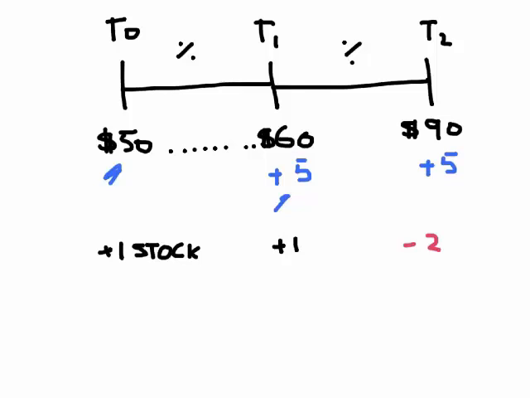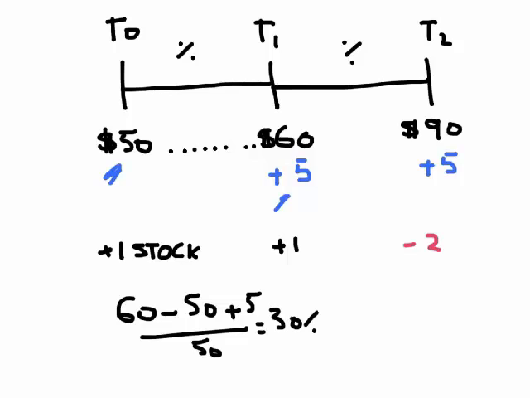Now for year 1, we can do this calculation: 60 minus 50 plus 5 divided by 50. That is 30%.